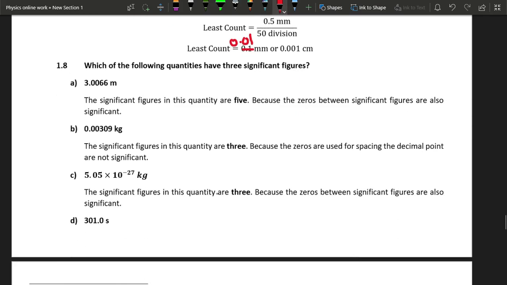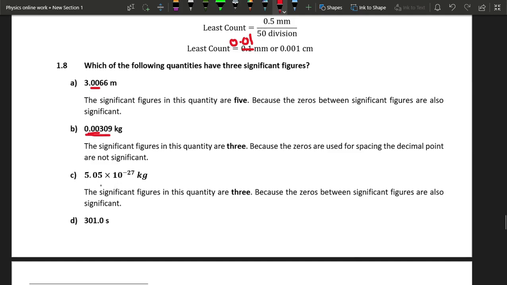Now next question is, which of the following quantities have three significant figures? So we know the rules of the significant figures. If we count the significant figures, as we know that the zeros between the significant numbers are also significant, so it has 5 significant figures. Now it has 3 significant figures. Why? Because these zeros are used for the spacing, so these are not significant.